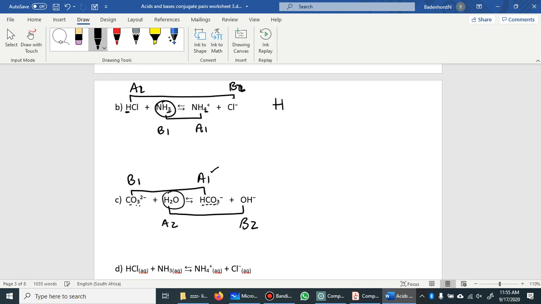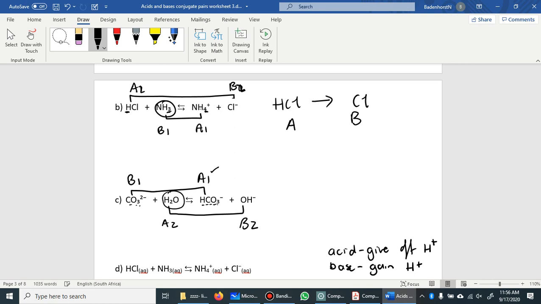If they said to me, write the conjugate base of HCl down, then I would go, okay, if I'm looking for the conjugate base, that must make this substance the acid. And acids are things that give away hydrogen ions. So HCl will give away a hydrogen ion and become Cl.